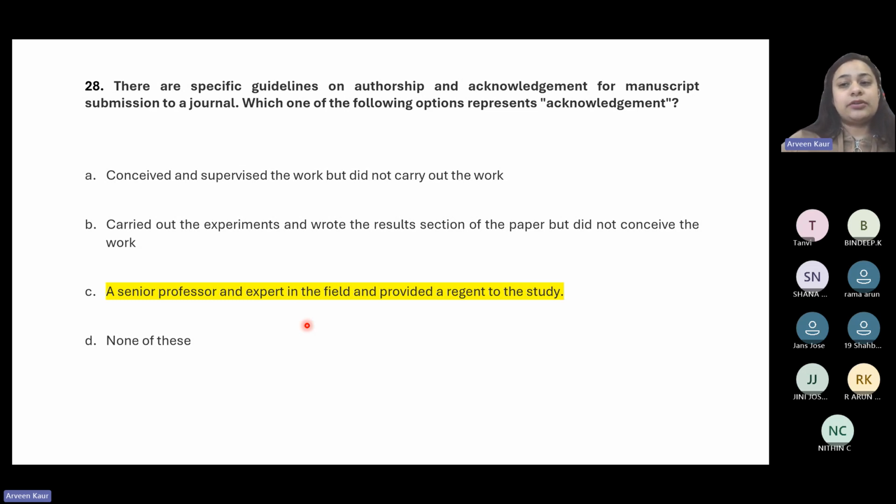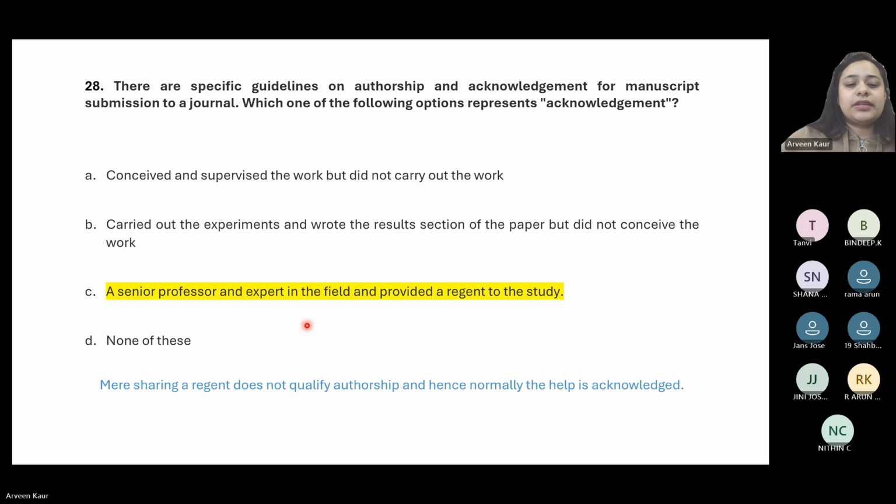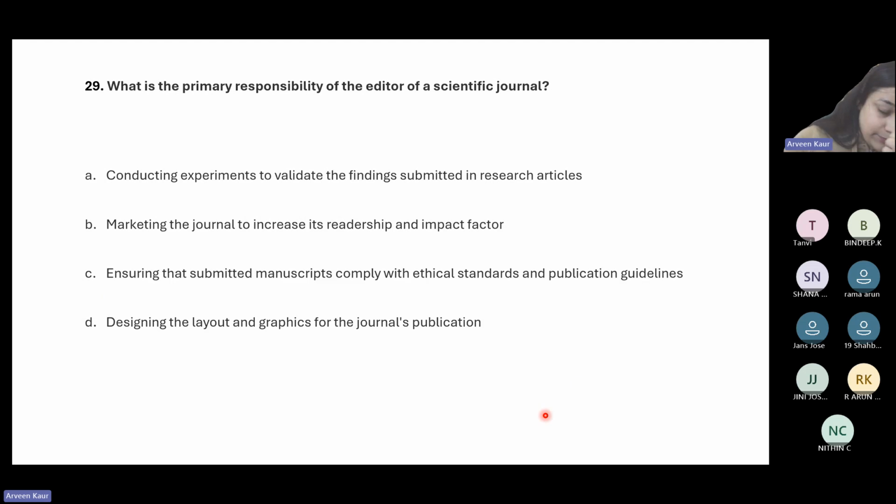There are some discussions you have had with them, but they are not a part of the research, or they are not supervising the work or anything, right? But they should be acknowledged because there is some time that they have spent, there is some knowledge that they have shared, and maybe some resources also. So, mere sharing of reagents does not qualify for authorship, and hence, normally, the help is acknowledged, right? So, it is a part of the acknowledgement section.